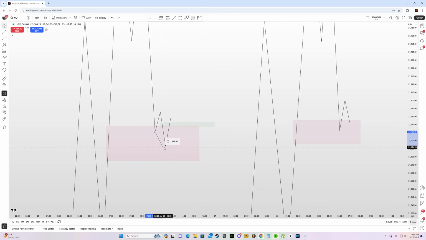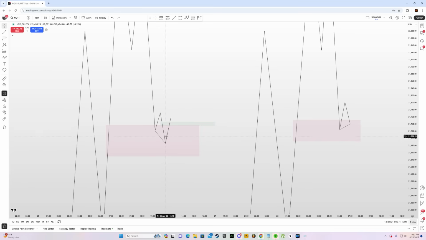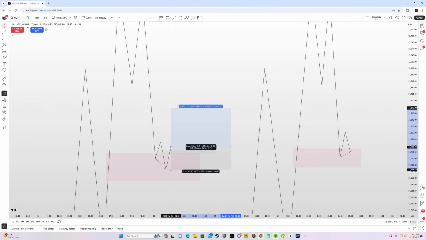So what do we have here, guys? First of all, we have SMT divergence with a correlating asset, right? We are inside a 15-minute fair value gap, and the next step is that we have inversed this fair value gap. Now your entry is going to be on the close right after it closes above the fair value gap. Your stop loss goes below this low, and we target 1 to 1.5 or 1 to 2 risk to reward.